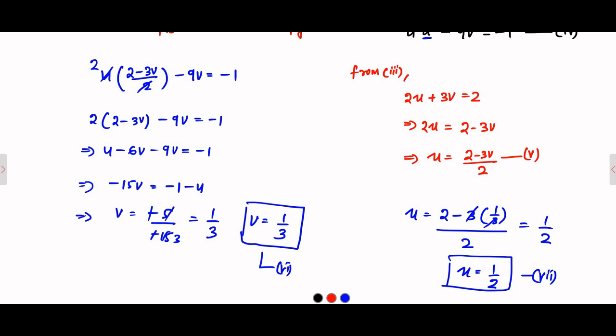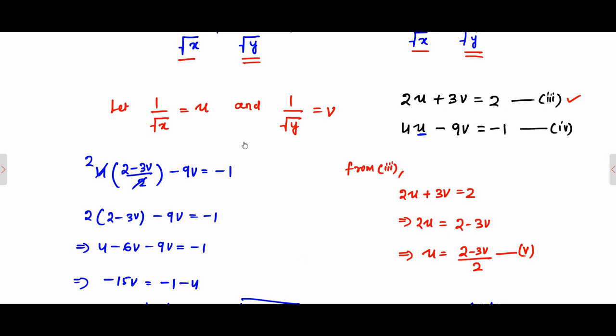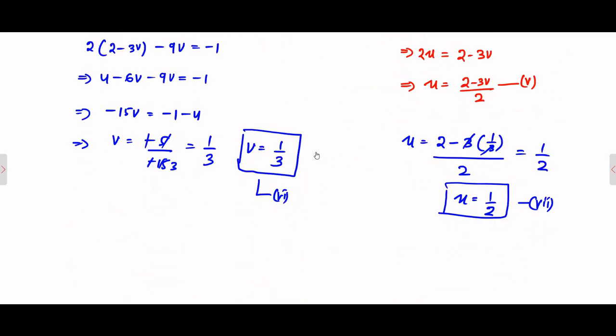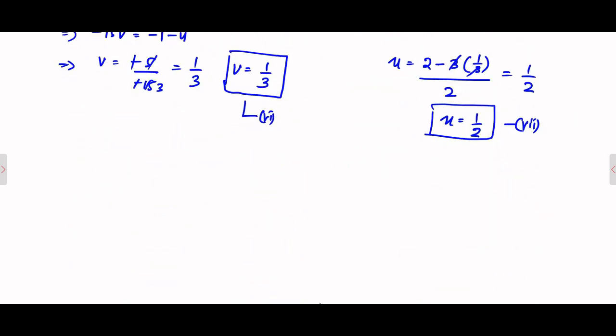But our objective is to calculate x and y. So we have to go to the original substitutions that we made. 1 by root x is equal to u, 1 by root y is equal to v. That implies 1 by root x is equal to u, which is equal to 1 by 2. That implies root x is equal to 2, implies x is equal to 2 square, which is equal to 4. x is equal to 4.